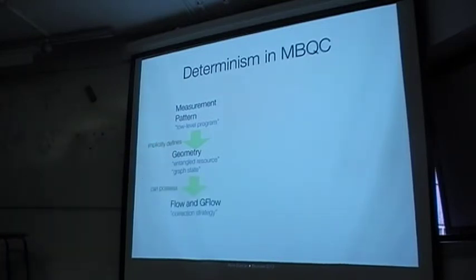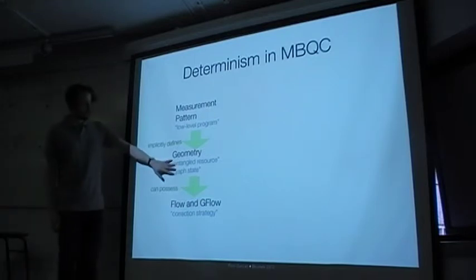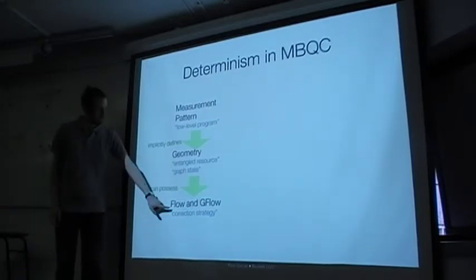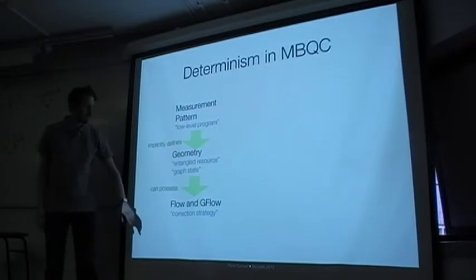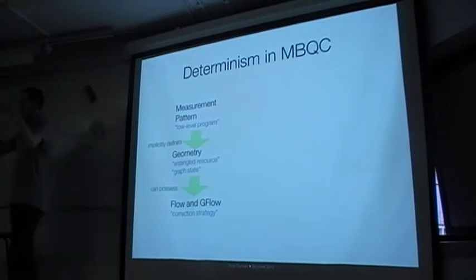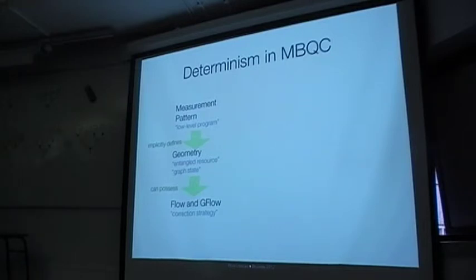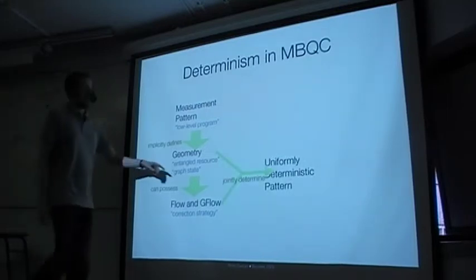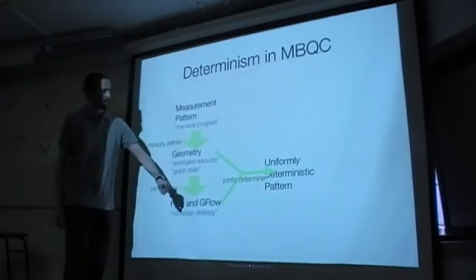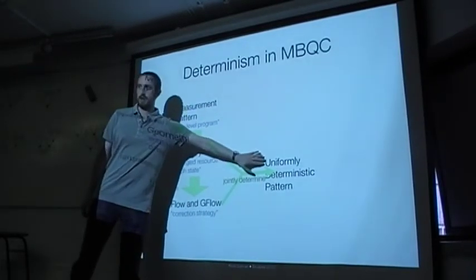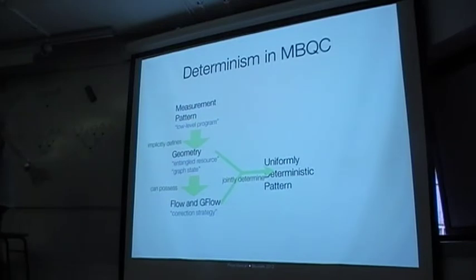And if you have a graph state or a geometry, there's some graph theoretic conditions called flow and G-flow respectively, which tell you that if you have these properties, one, you can do something deterministic with this graph state, and two, it actually tells you where you must put the corrections. Okay, so if you have all of these things, then you get a uniformly deterministic pattern. Uniformly means it doesn't matter what the angles and the measurements are.